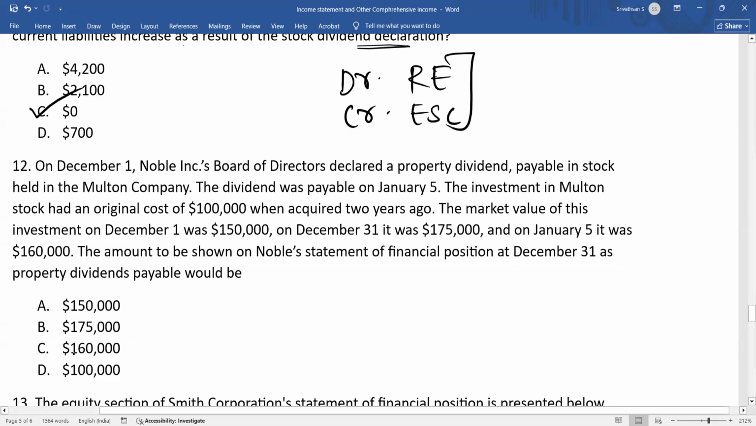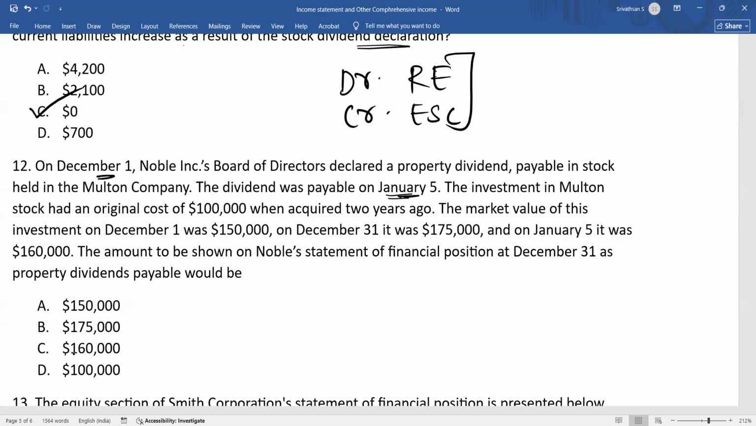Question number 12. On 1st December, Noble Incorporation's board of directors declared a property dividend payable in stock held in Milton Company. The dividend was payable on January 5. So here what is important to understand is basically the company is paying a property dividend. Declaration date is 1st December. Payment date is 5th January.